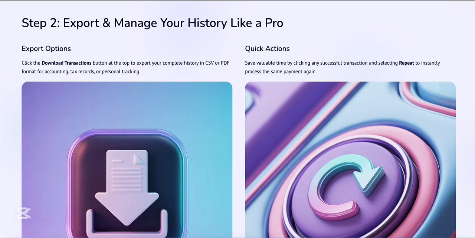Step 4, click any transaction to view detailed info like transaction ID, sender or recipient details, currency conversion rates applied, fees charged. Pro tip, export your transaction history as a CSV or PDF. This is perfect for accounting, tax reports, or business reconciliation.